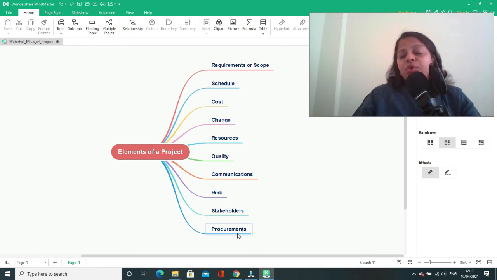Then we have procurement. If you have to outsource some part of your project, then you will have to procure that amount of work from some vendor or group of sellers. So that comes under procurements. So this way you will have to manage all these elements of a project.